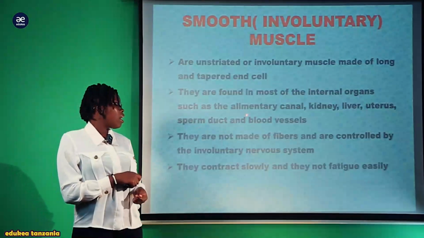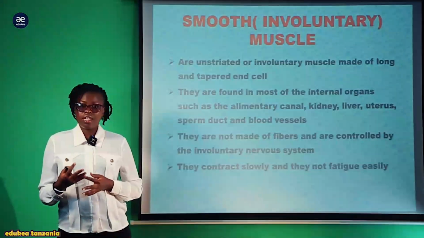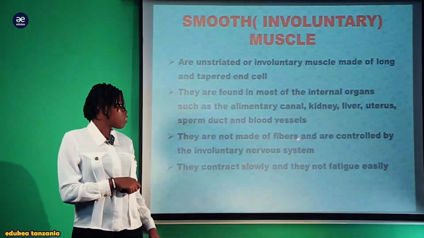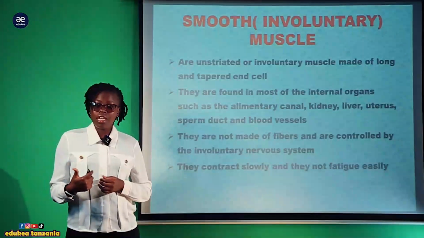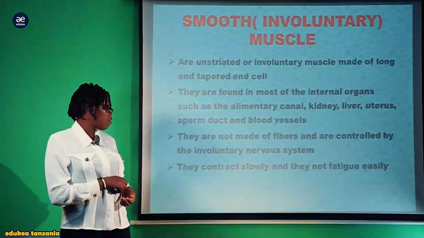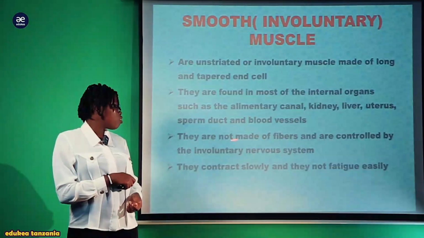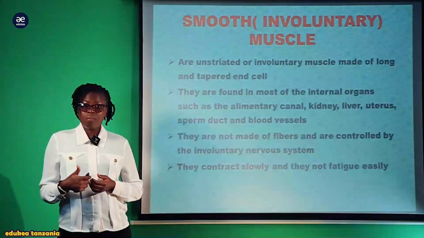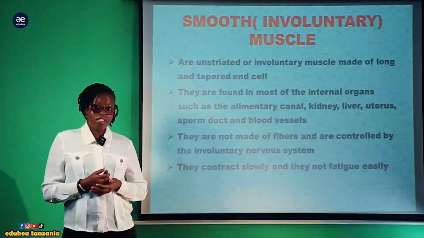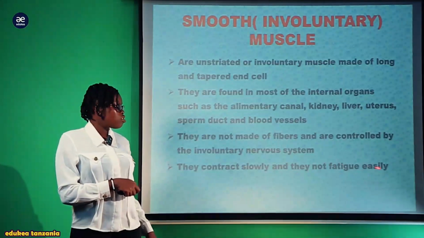Vile vile kuna katika sperm duct pamoja na katika blood vessel, katika dilation na constriction, katika during the temperature regulation. Vile vile they are not made up of fiber. Tumeangalia kwamba skeletal muscle zenyewe zina made up of fiber ambazo ni muscle fibers, lakini zenyewe they are not made up of fibers and are controlled by the involuntary nervous system. So they are controlled by the involuntary nervous system, meaning that this involves the simple reflex act. Also, they contract slowly and they do not fatigue easily.